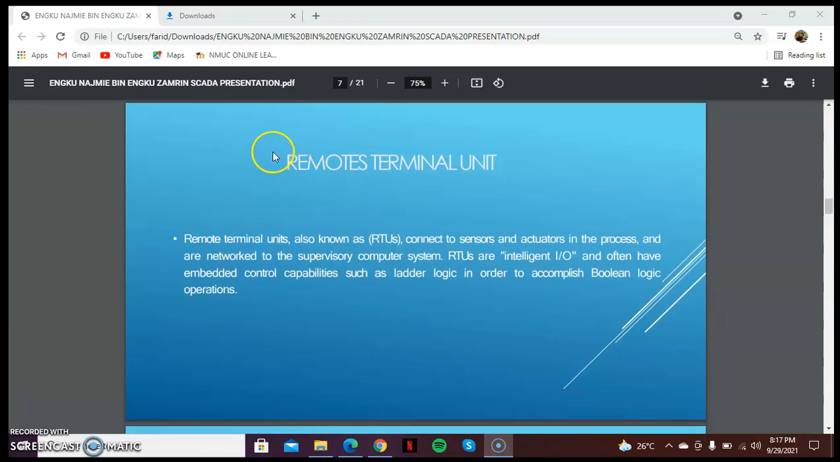And then we can see, as we know, this is the RTU. RTU is a remote terminal unit. It connects to the sensors and actuators in the process and is networked to the supervisory computer system. The RTU has intelligent I/O and often has embedded control capabilities such as ladder logic in order to accomplish Boolean logic operations.